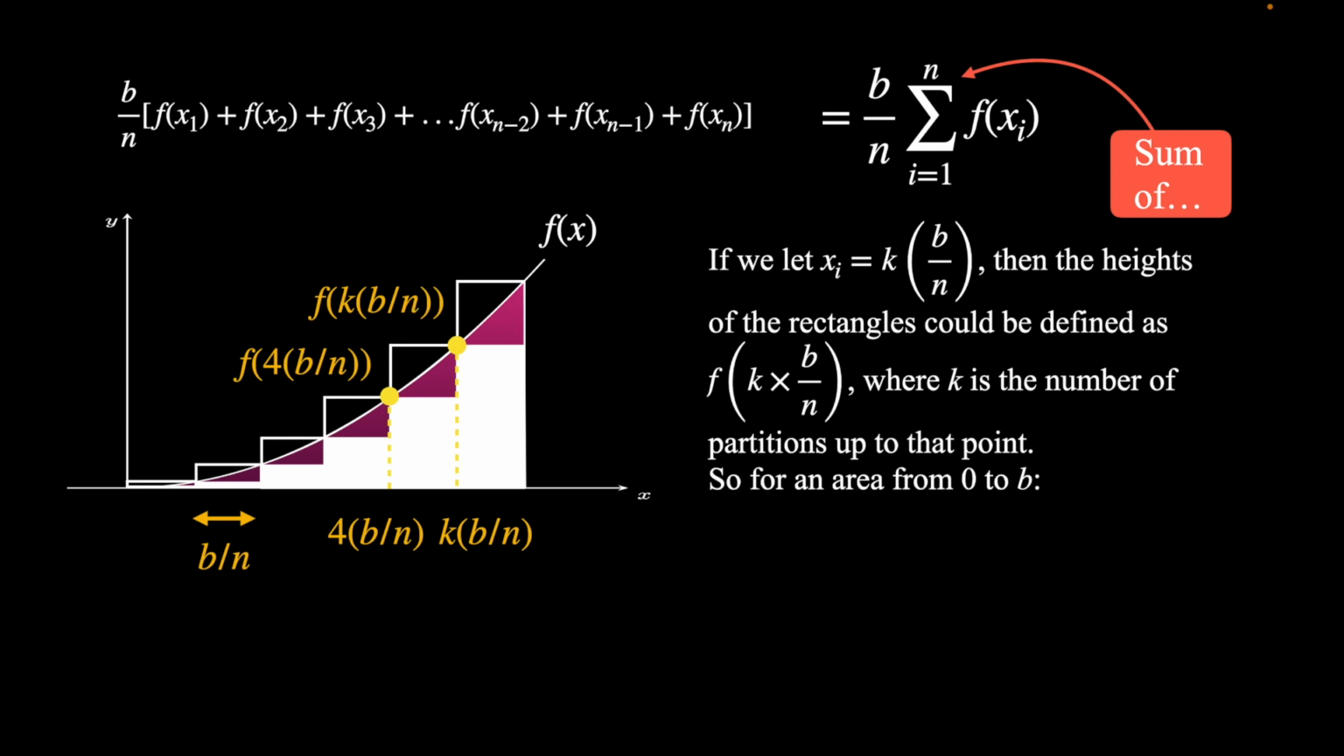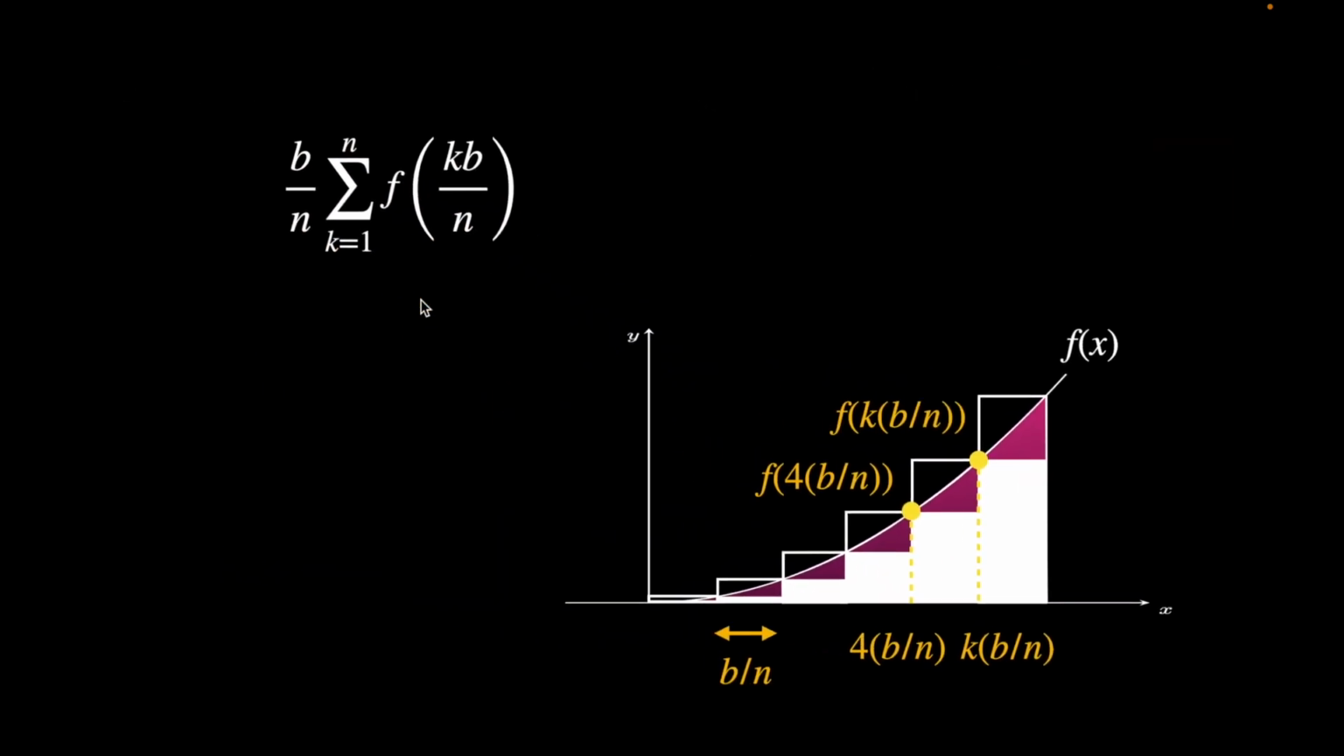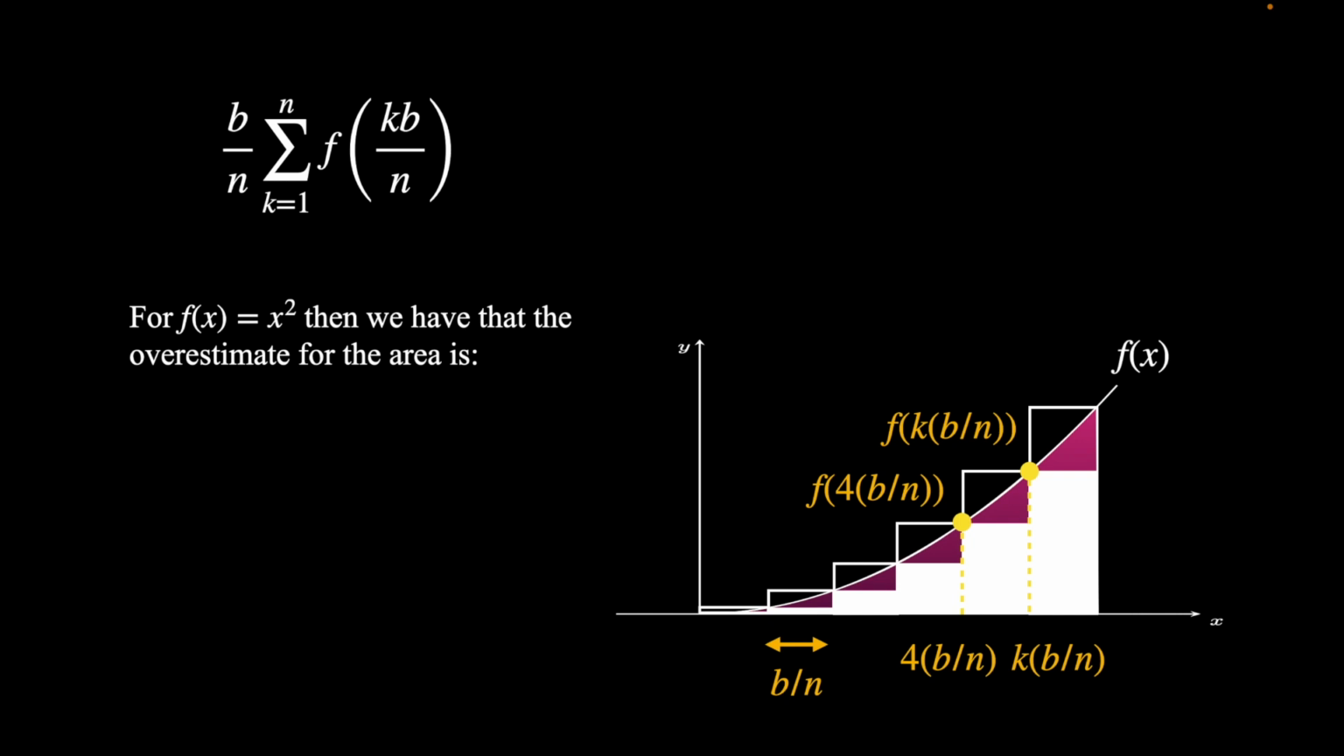So for the area from 0 to b, we get this sum. We could write it slightly differently. We could say it's b over n times the sum of f of k b over n. Okay? So again, all I'm saying here is it's the width of the partitions multiplied by their heights, which we've redefined as f of k times b over n. Okay, now we have this general expression. Let's go back to our specific example of x squared and see what we can do with that.